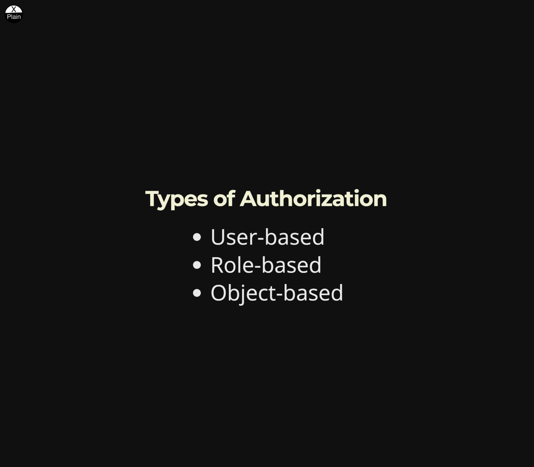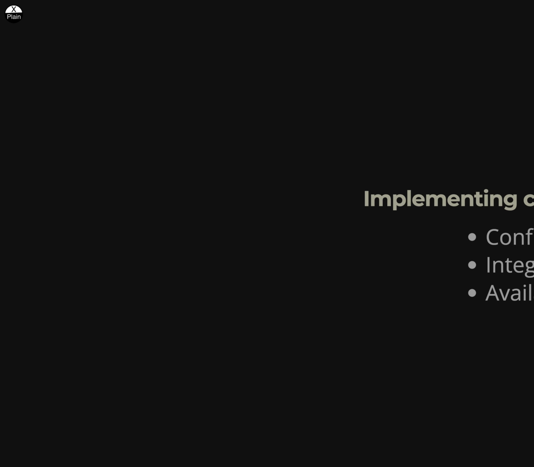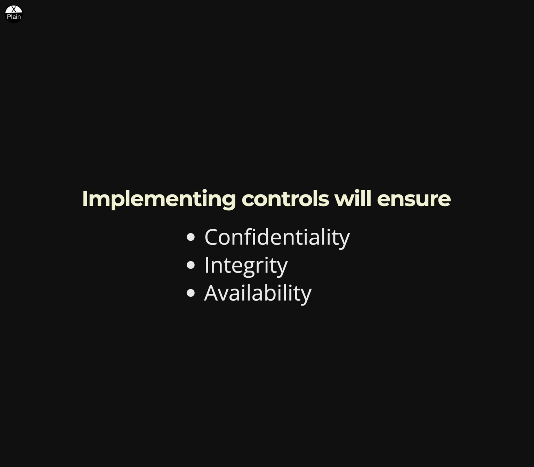Authorization is an important aspect of database security as it helps to ensure that the data is accessed and modified only by authorized users or processes. By implementing appropriate authorization controls, it is possible to ensure the confidentiality, integrity, and availability of the data in a database.